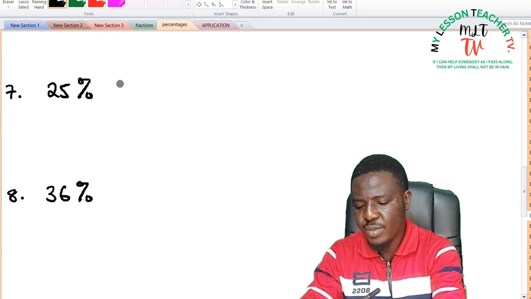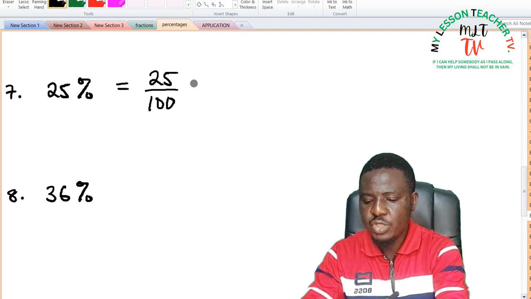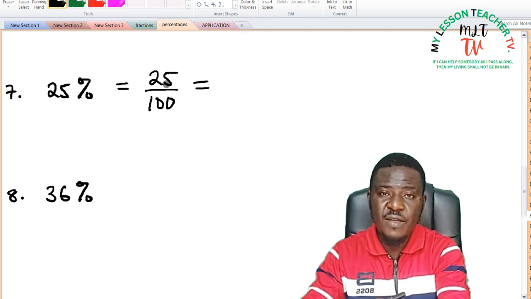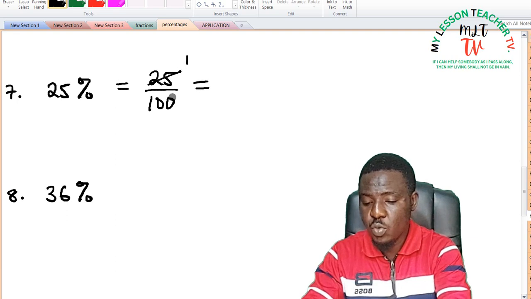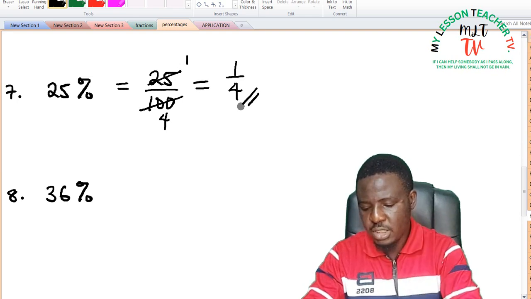Question 7, we have 25%. 25% is equivalent to 25 divided by 100. Reducing it to its lowest term, 25 can go. 25 into itself is 1. 25 into 100 is 4. This is equivalent to 1 over 4.